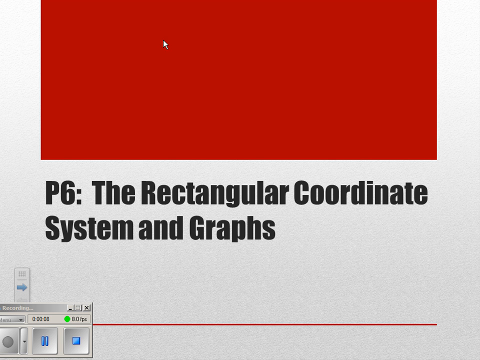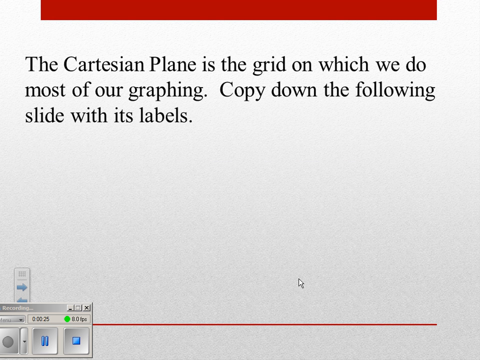Alright, welcome you guys to section 6 of our preview chapter. This last review section is going to take us through the rectangular coordinate system in graphs. So I think you're going to recognize a lot more of this section than you have maybe out of some of the other ones. First thing that we're going to review is the Cartesian plane. That's the grid that we do most of our graphing on.